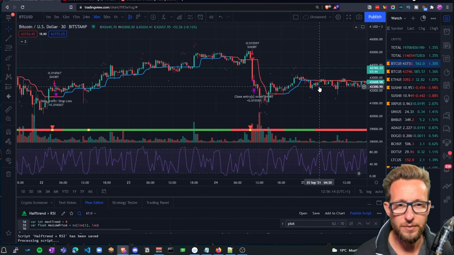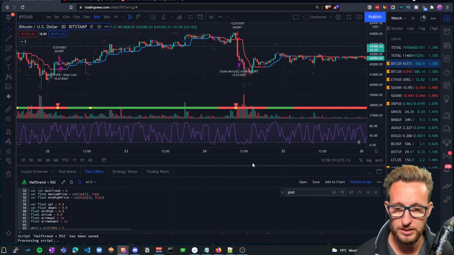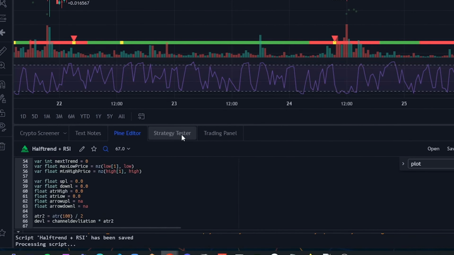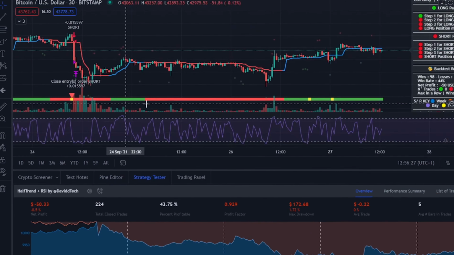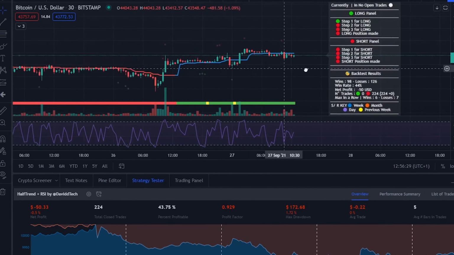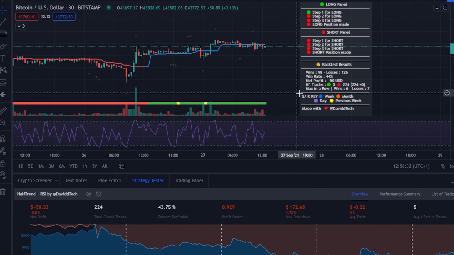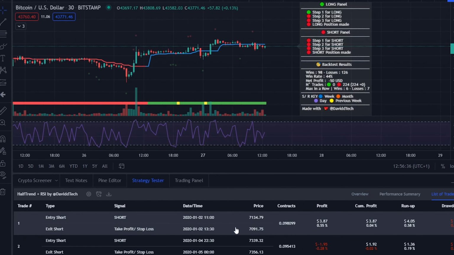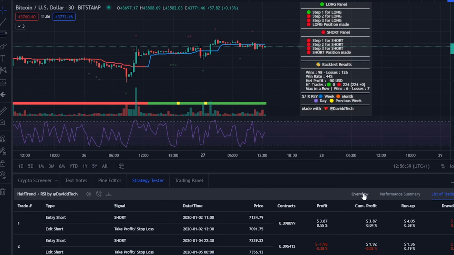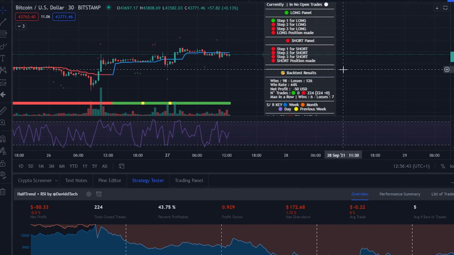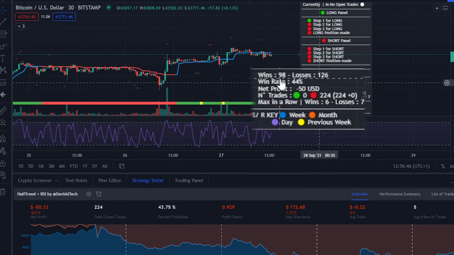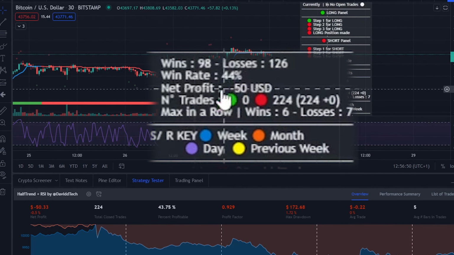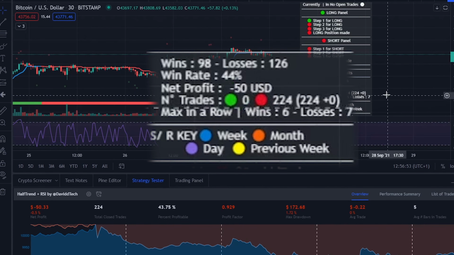Let's go and have a look at the settings and the strategy tester. We're going to backtest on the default settings, which is the settings as in the video. As you can see, the default settings are not actually that great. We're doing 224 trades since the beginning of 2020, a year and a bit. We've managed to win 98 trades and the losers were 126 trades. Win rate was 44%. Net profit was minus $50.